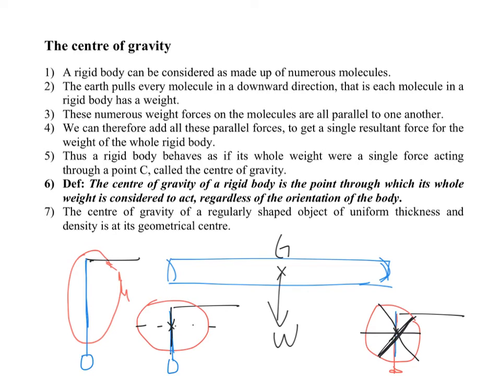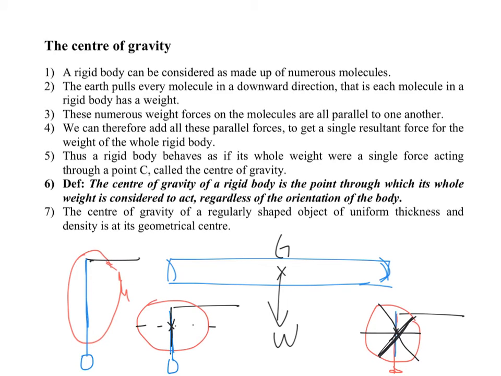Now, some people ask me, is center of gravity the same as center of mass? The definition itself is not the same. Center of mass is defined as the point through which the whole mass of the object is considered to act, whereas center of gravity is the point through which the whole weight of the object is considered to act. But in a uniform gravitational field, like on the Earth's surface, the center of mass will be the same as the center of gravity. They happen to coincide. So it doesn't really matter for us.